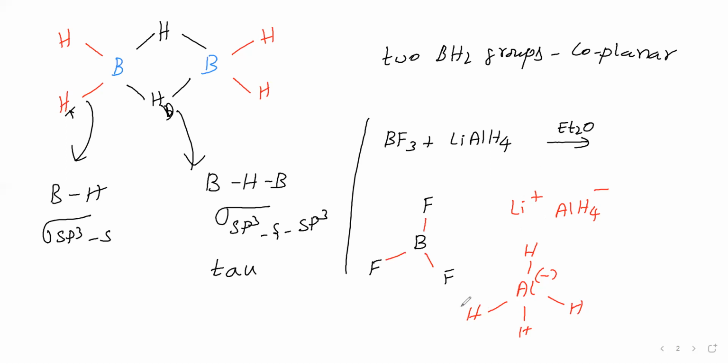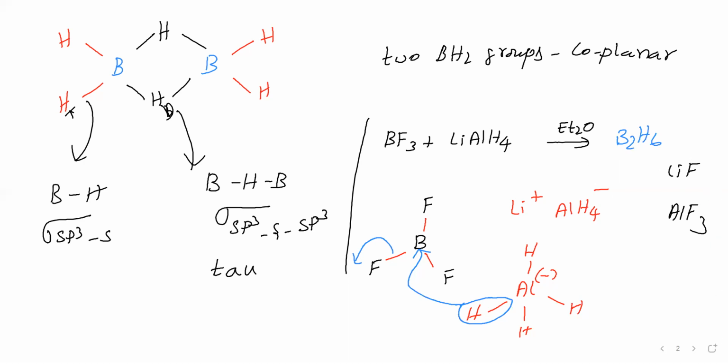Now this hydrogen takes the bond and attacks this boron. This bond is shifting to fluorine, therefore this fluorine is leaving. In the place of fluorine, hydrogen comes, so that we are getting diborane, B2H6. Then this lithium takes this F- and becomes lithium fluoride, and this aluminum takes fluorine and becomes AlF3.